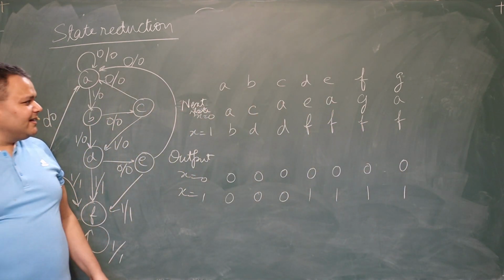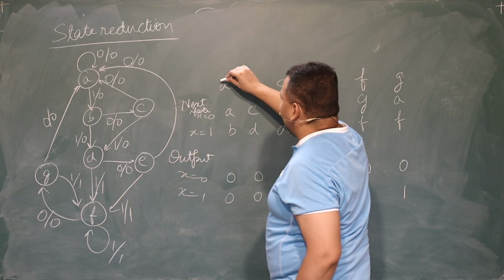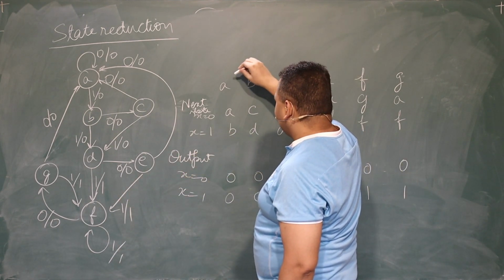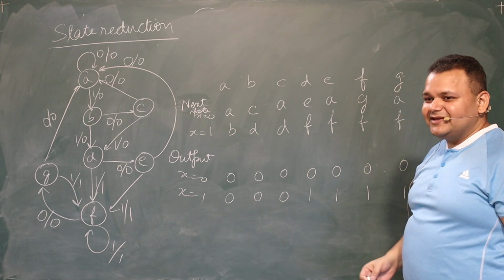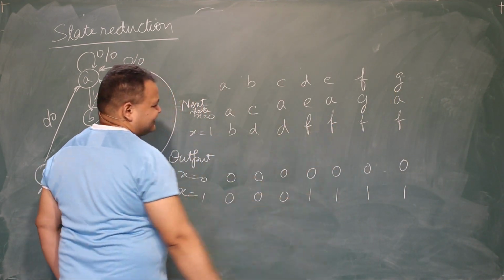So we'll compare all these states. I'll compare A with all the other states. I'll do a comparison like this. I'll start with A and compare with every other state and see whether they are equivalent or not. Let us look at this.